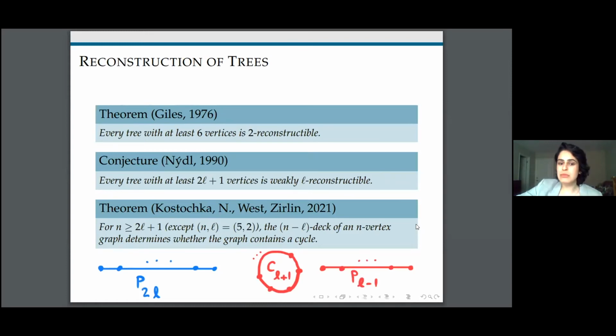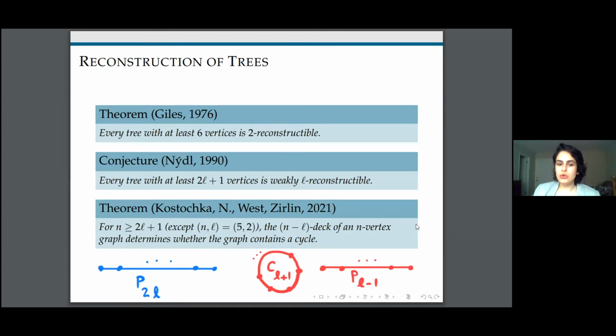As a more general conjecture for trees, Nýdl in 1990 conjectured that every tree with at least 2L plus 1 vertices is weakly L-reconstructible. Again, that means that if we know we're looking at the deck of a tree, then we would be able to reconstruct it. So our main result in this project is that when n is at least 2L plus 1, except when L is 2 and n is 5, which again doesn't work because of the same example, the n minus L deck of an n-vertex graph determines whether the graph contains a cycle or not.